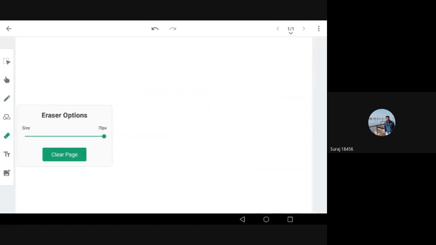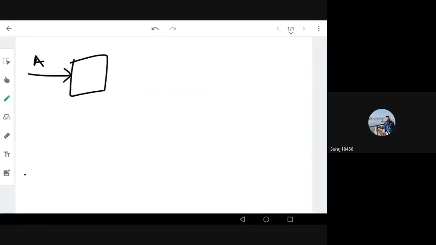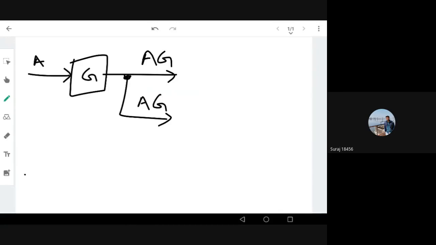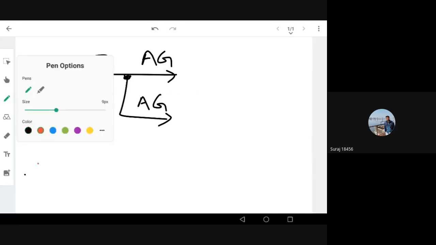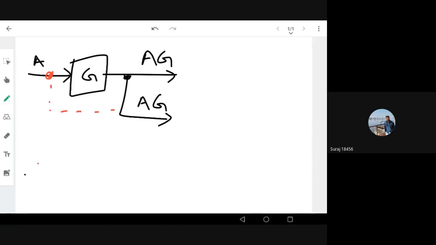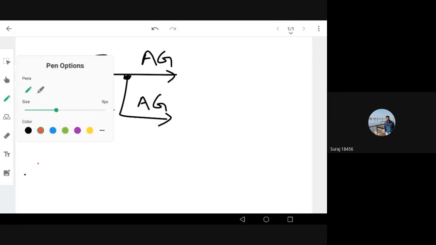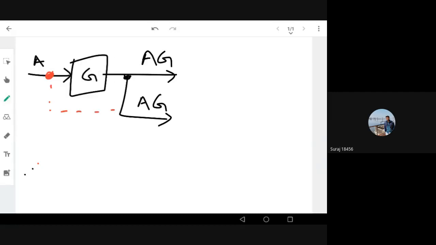Now, if I change the node point to before the block, things will remain the same. Say here I have the input A and the gain G, and here AG, and again I put an output here, AG. So both these branches have the same signal. Now, if I need to put this branch to the left of the gain block, you can easily understand what will happen. We need to provide this extra gain G here, which was not there before the gain block.